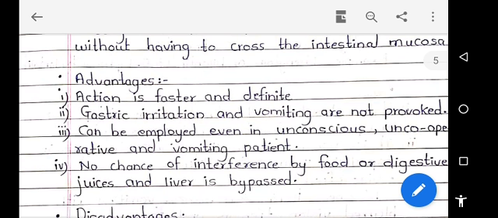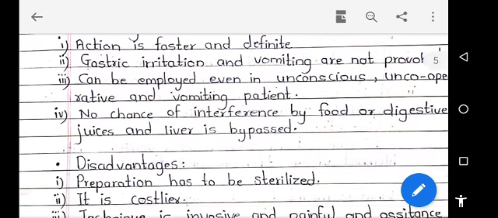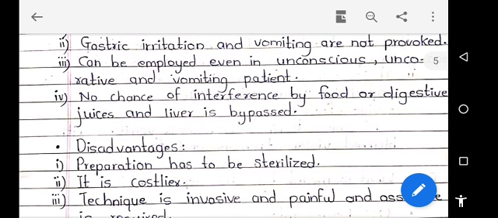We know that the action is faster and definite, gastric irritation and vomiting are not provoked, and it can be employed even in unconscious, uncooperative and vomiting patients. No chance of interference by food or digestive juice or liver bypass.